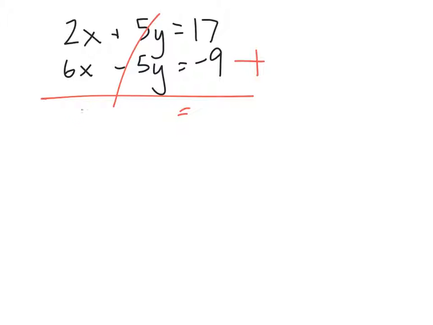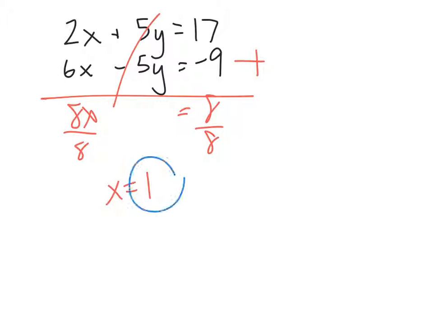Now we're left with 8x, 2x plus 6x, and then negative 17 plus negative y is 8. Now we have this really tiny, nice little equation that we know how to solve. Divide by 8. So x is 1.